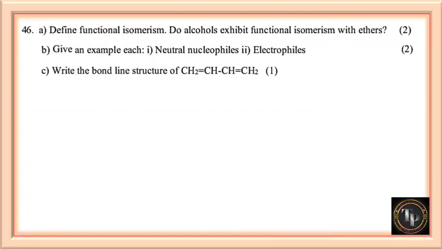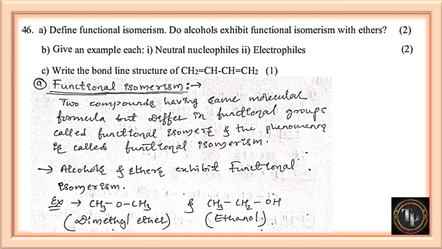Define functional isomerism. Do alcohols exhibit functional isomerism with ether? Yes, it is. See, two compounds having the same molecular formula but differing in the functional groups are called functional isomers, and the phenomenon is called functional isomerism. Alcohols and ether exhibit functional isomerism. Examples are, see there, diethyl ether and ethanol.